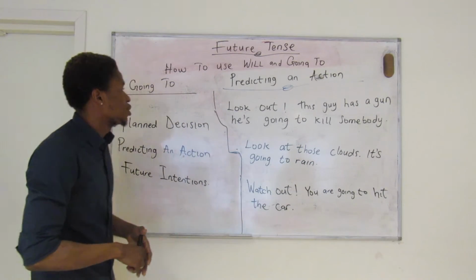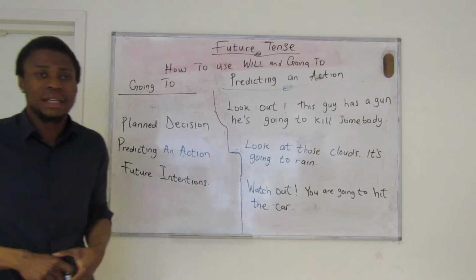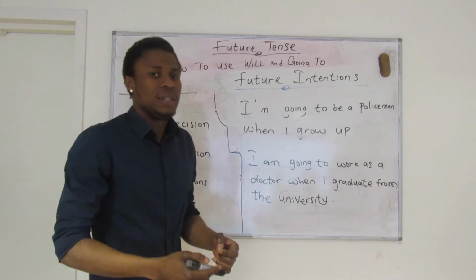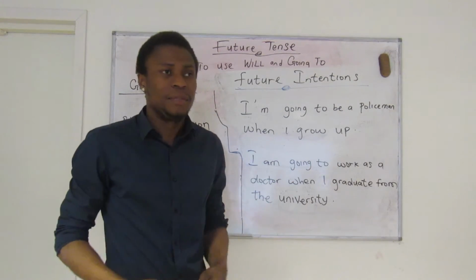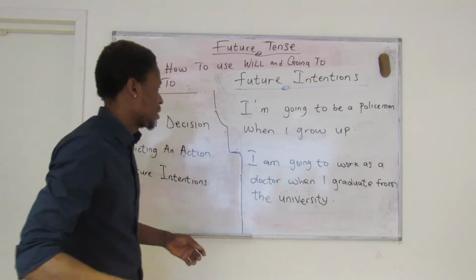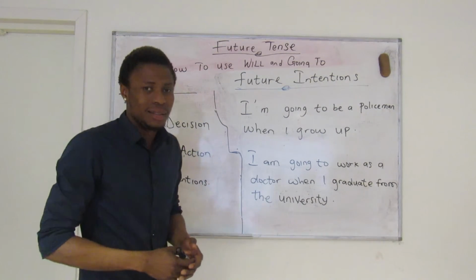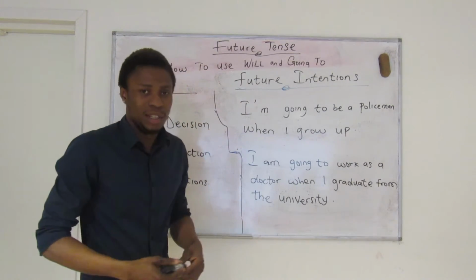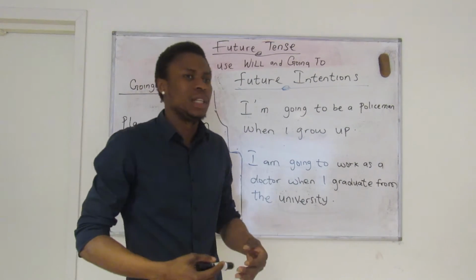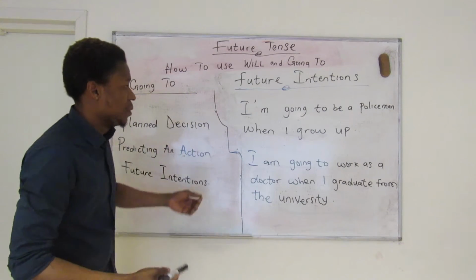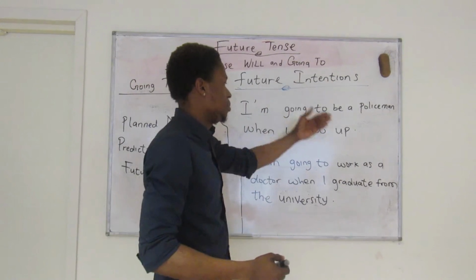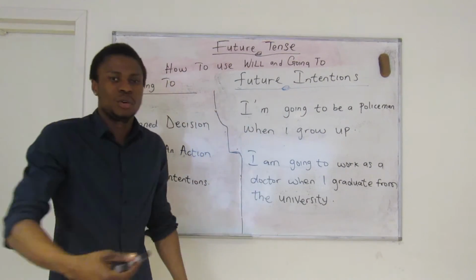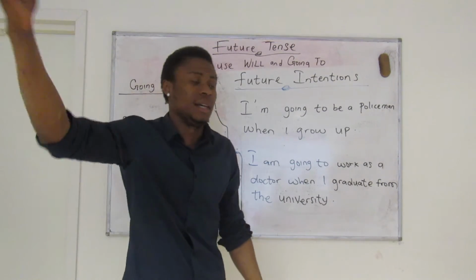Now, the next thing we're going to talk about is future intentions. Future intention is what you have planned for the future. For example, as a child, I always had an intention of becoming a policeman. So to tell somebody my future intentions, I would say, I am going to be a policeman when I grow up. It's my future intention.